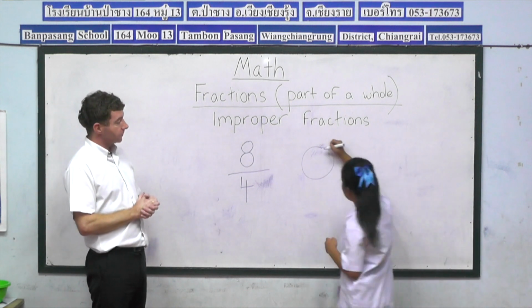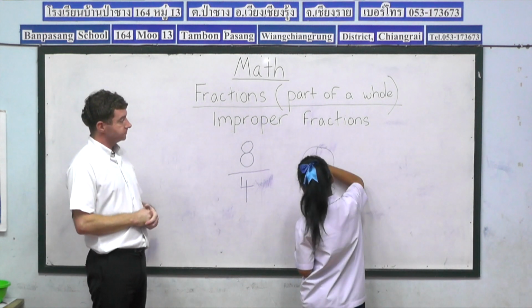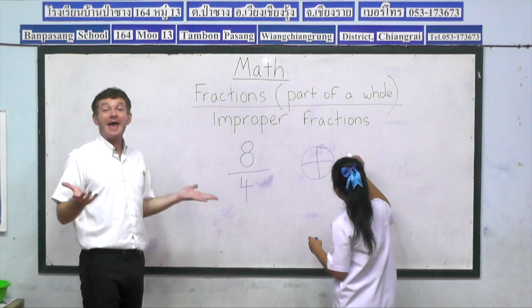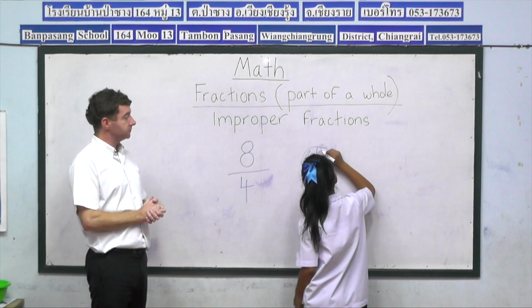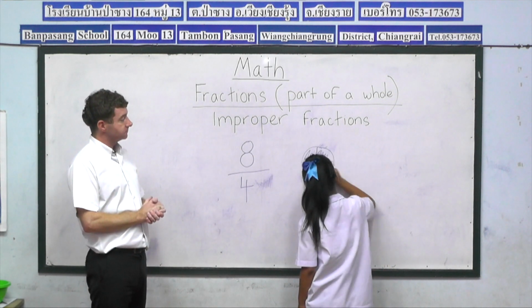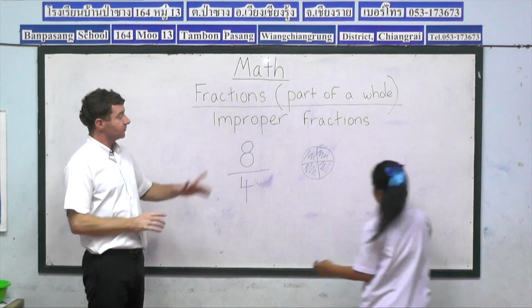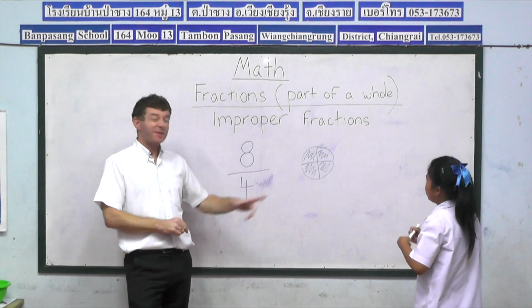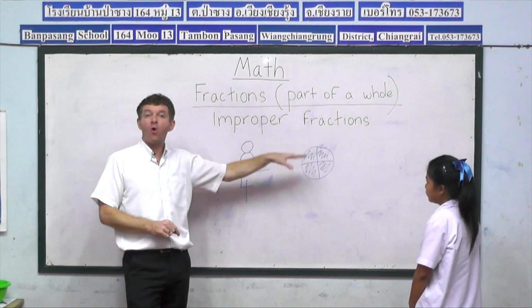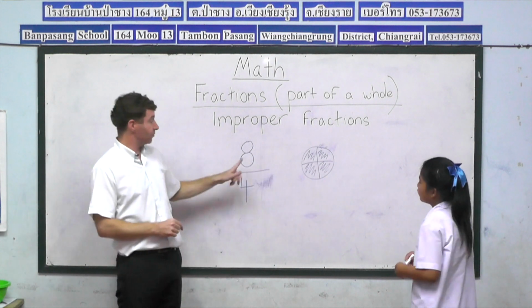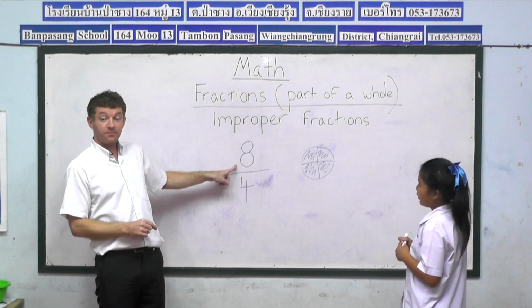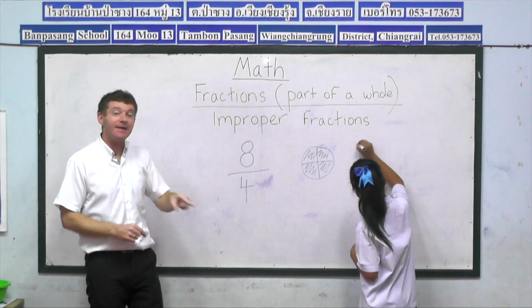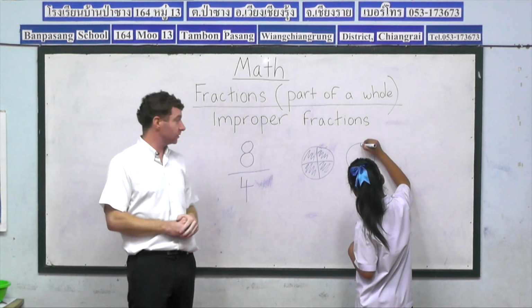Excellent, Lakgao. Then it can go into 4. And we can colour every part in blue. Perfect. So at the moment, how many parts do we have? 4. At the moment, we have 4 over 4. But what do we need? One more circle. Yes, we need to get to 8, so we need another circle.